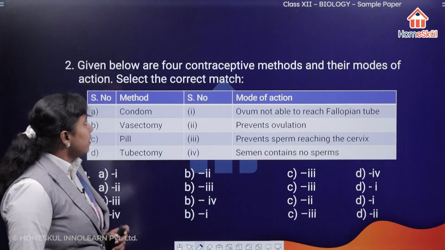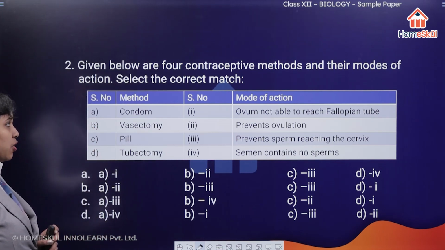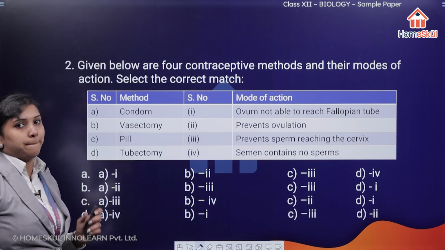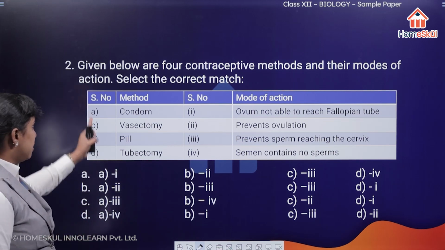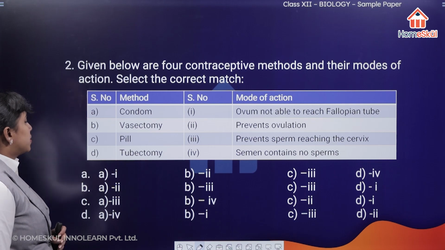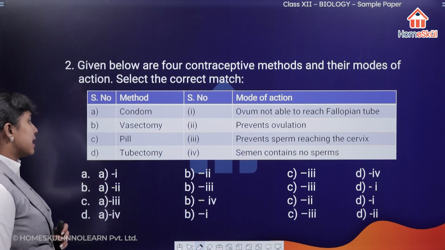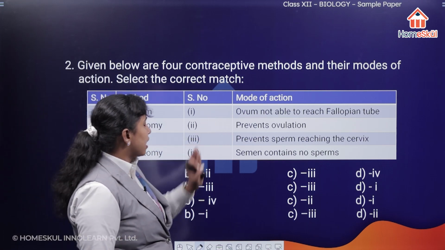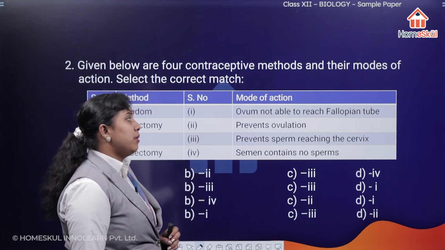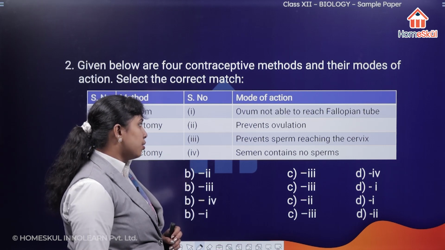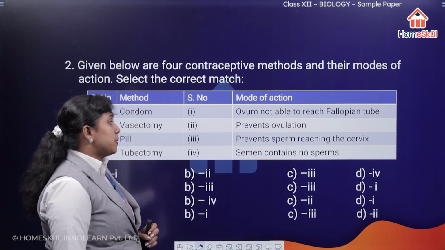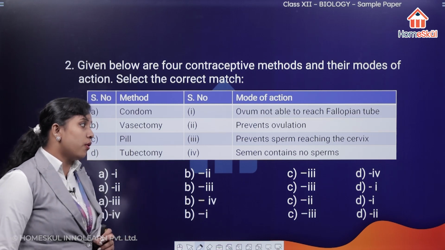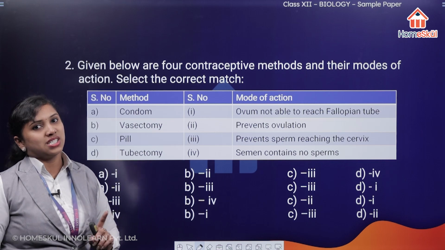Next, given below are 4 contraceptive methods and their modes of action. Select the correct match. The options are A, condom; option B, vasectomy; option C, pill; and option D, tubectomy. The modes of action are: 1, ovum not able to reach the fallopian tube; 2, prevents ovulation; 3, prevents sperm reaching the cervix; and 4, semen contains no sperms.